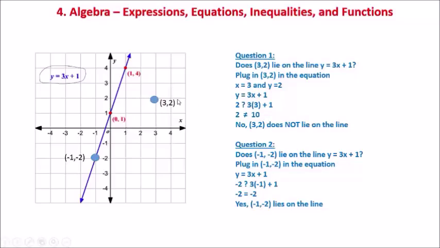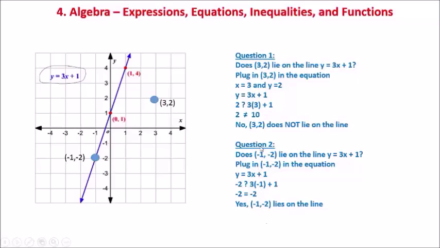So if I give you a point 100, 50, does it lie on the line? All you have to do is plug in x equal to 100, y equal to 50, plug it in here. Is the right-hand side equal to the left-hand side? If they are equal, yes, it lies on the line. If they are not equal, no, it does not lie on the line, okay?